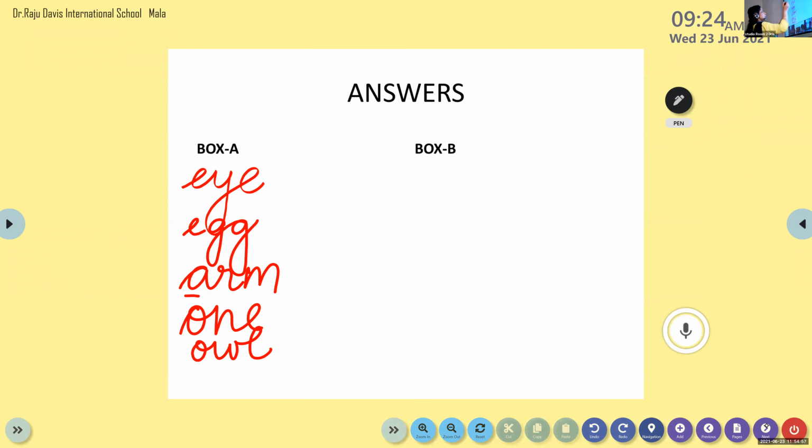So ma'am is going to change the ink and write in B box. We have to write all the words which start with a consonant. So we are very sure that B is a consonant. So we have to write in box B. All of you please write it. I hope all of you are writing it.